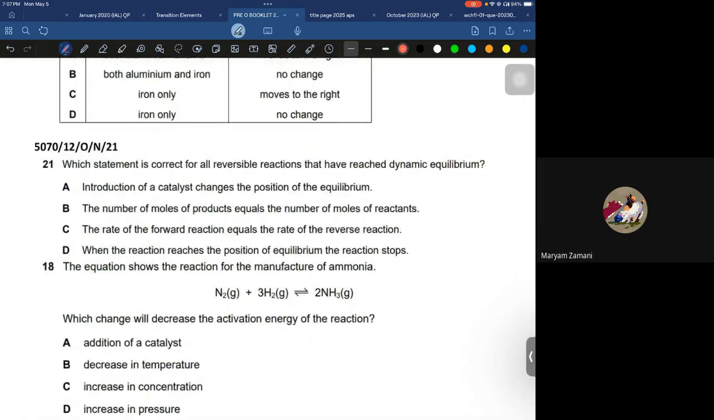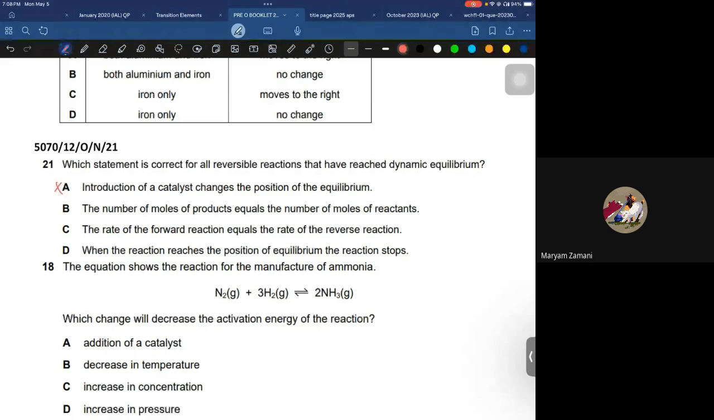Question 21 says, which statement is correct for all the reversible reactions that have reached dynamic equilibrium? Introduction of a catalyst changes the position? No, a catalyst doesn't change the position of the reaction. It only changes the rate. It only increases the speed of the reaction.